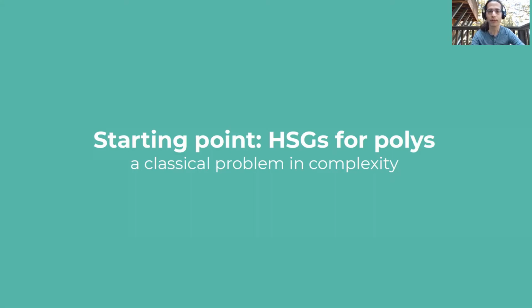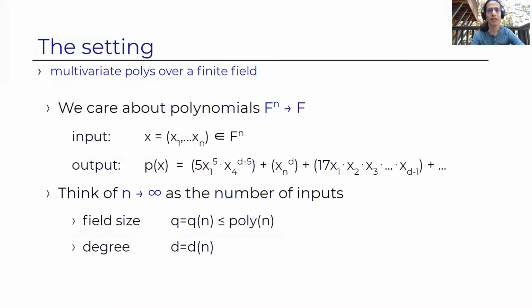And let's go over it slowly. Our setting is that of multivariate polynomials over a finite field. So we have a field F, and we care about polynomials from F^n to F. The input to such a polynomial is x, which is n elements from the field F, and the output p(x) is the sum of monomials in x. And jumping ahead, each monomial has bounded degree, say d.